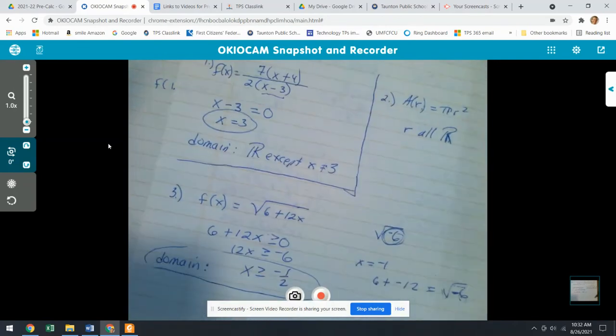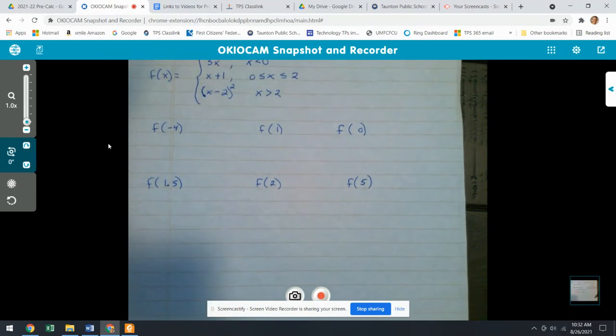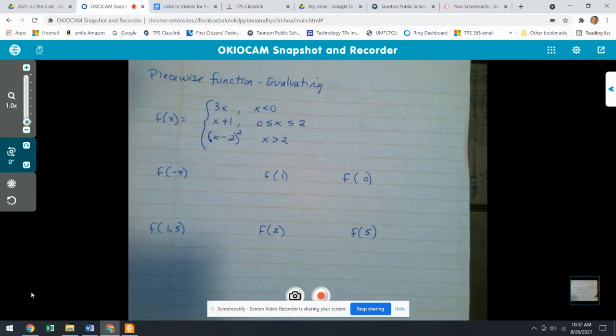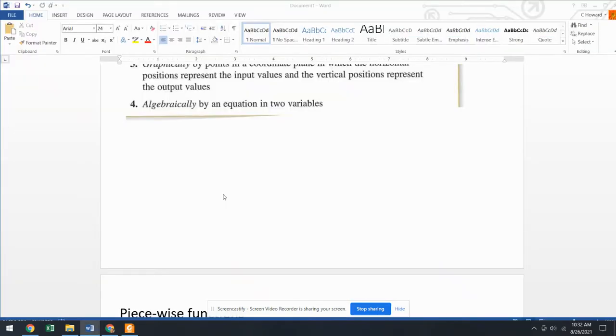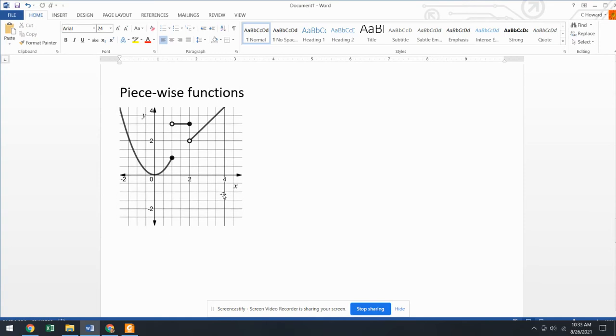There's also a function that you should have seen in Algebra 2 called piecewise functions. They're a little bit busy. Let me go down here to this document so you can get a picture of what they look like. So here's one example of a piecewise function. What it means is on different intervals of x, the graph has different behaviors.